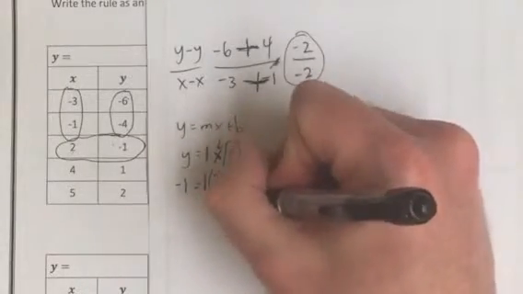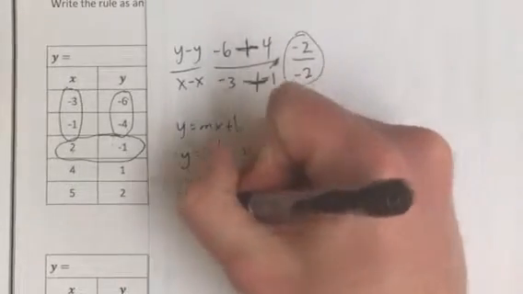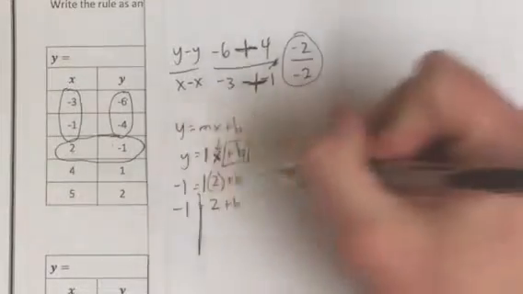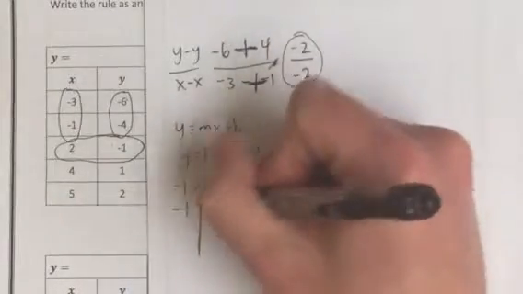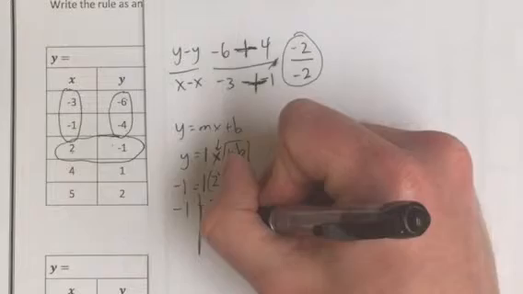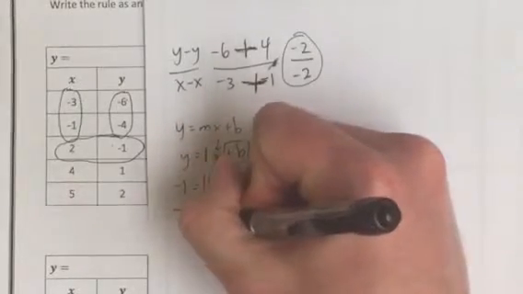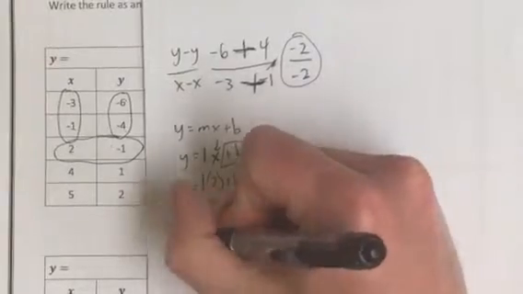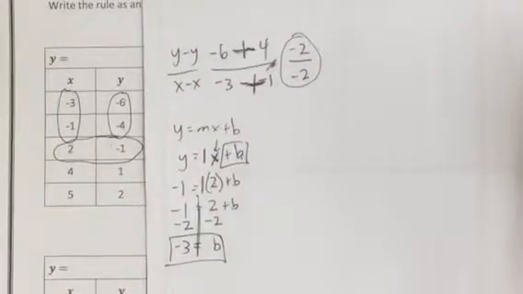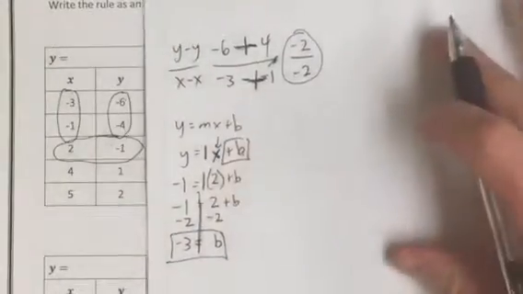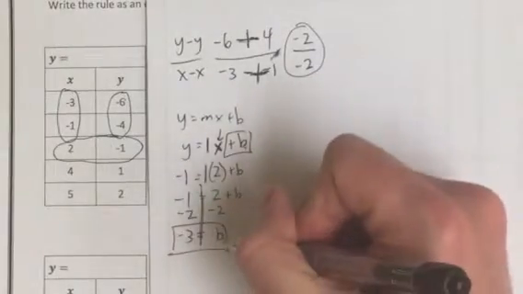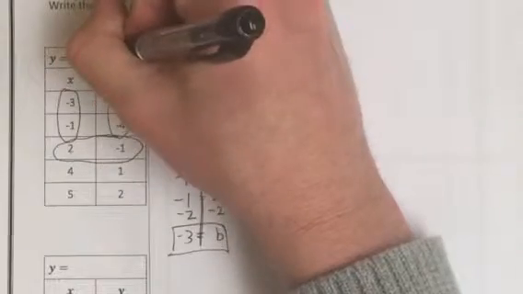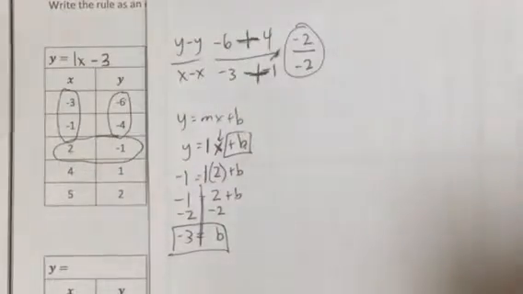1 times 2 is 2. Okay. So we brought this down, we brought the b down, so I'm going to get b alone. So I'm going to subtract 2 from both sides, and I'm going to end up getting b equals -3. So now, in this particular problem, I know that b is equal to -3, so that's the y-intercept, and I know the slope is equal to 1. So the answer is 1x minus 3.